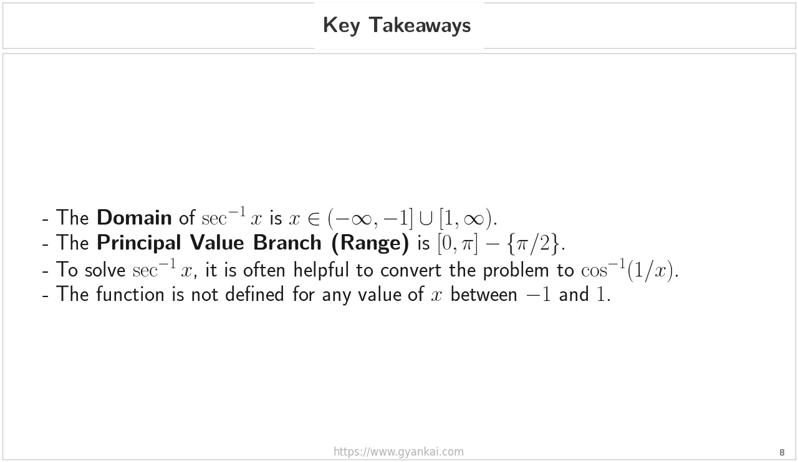Finally, always keep in mind that the function is not defined for any value of x that lies strictly between -1 and 1. As we highlighted in the common mistakes slide, attempting to find the inverse secant of a value like 0.5 will not work because it falls outside the allowed domain. Keep these points in mind, and you will be able to handle inverse secant problems with confidence.